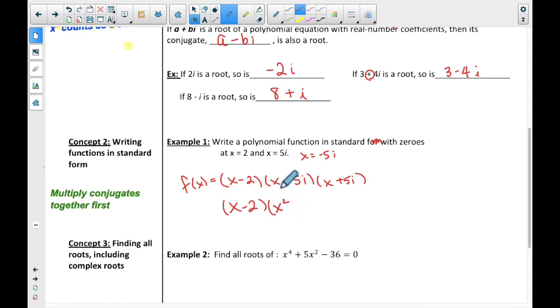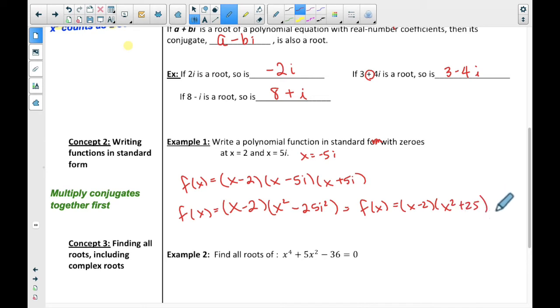And then as I go through here, that's a plus 5ix minus 5ix. Those cancel each other out. They drop off. And so now we have minus 25i squared. Now, do you remember back from our imaginary unit what i squared is? Well, i squared is negative 1. So the function we're looking for is x minus 2 times x squared plus 25.